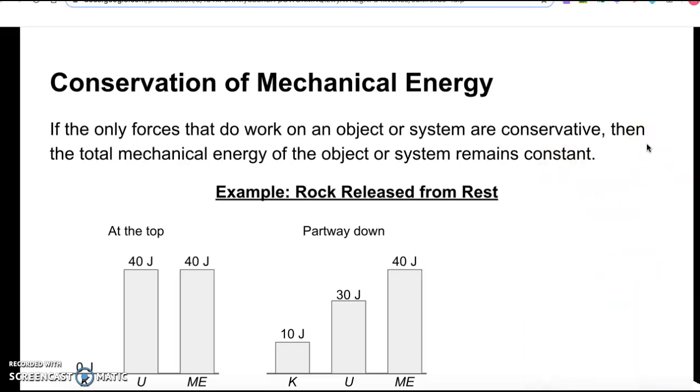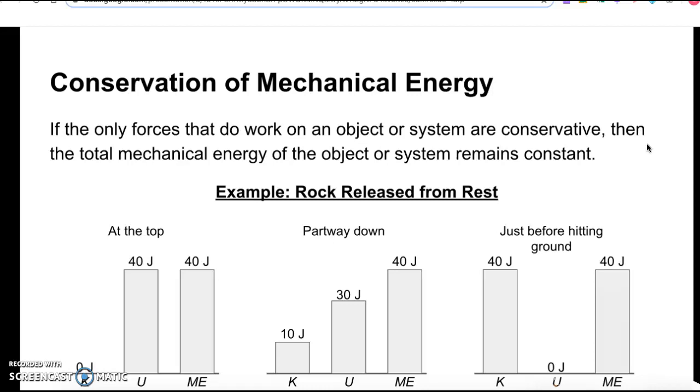Then we can consider the rock when it's really close to the floor, really close to the ground. Well, then it's lost even more of its height, so it's lost even more of its gravitational potential energy. And it picked up even more speed, so its kinetic energy went up even more. So the bar graph would look like this. The gravitational energy, since it's down near the ground now, the height's basically 0. So the gravitational potential energy is basically 0. And that means all 40 joules are now in the kinetic energy bar. And the total mechanical energy stays the same at 40 joules.